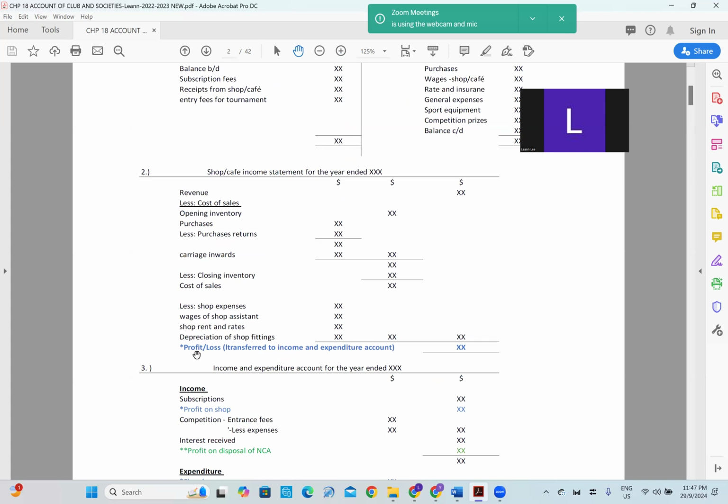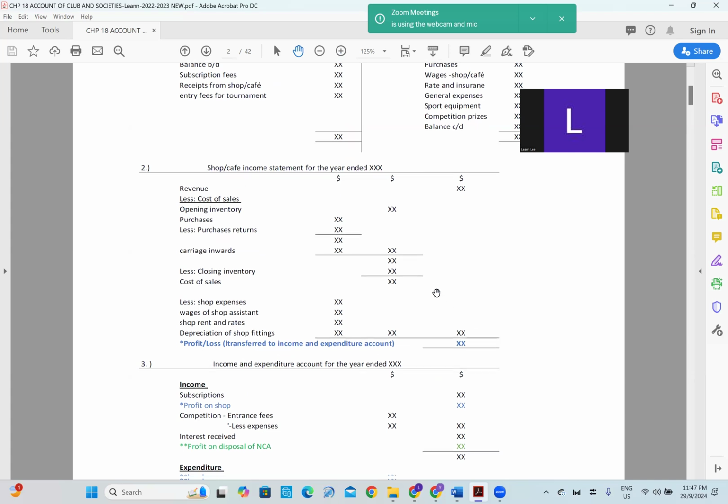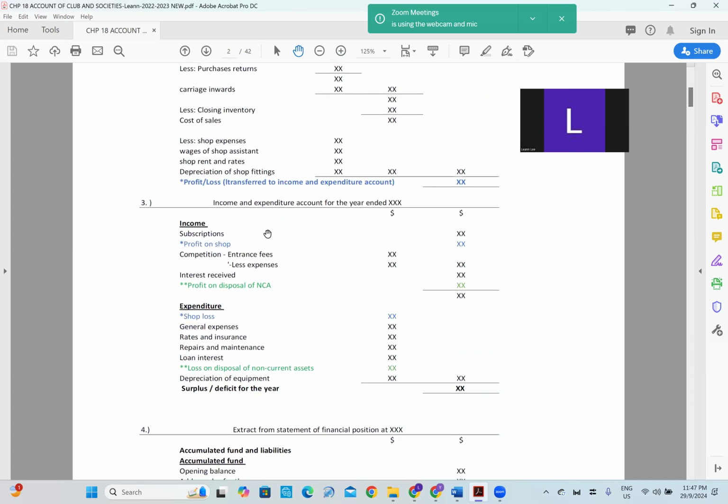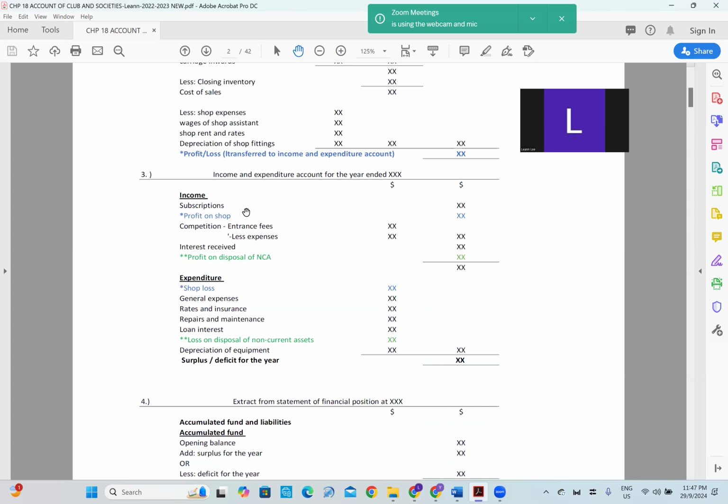But the very important thing I need to highlight here is, after you prepare the IS for the shop or the cafe, you will find either profit or loss, right? And this amount you are going to transfer into my I&E income section here if there is a profit generated in the shop. If the cafe has a loss, then you must show it under the less expenses area. There is a "less" here that I forgot to put.